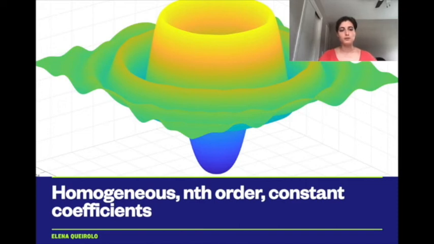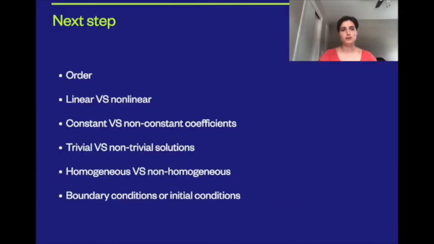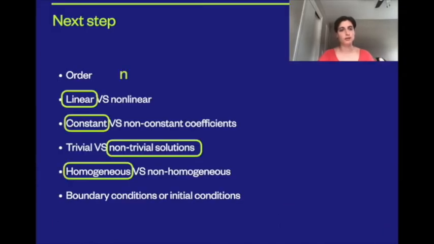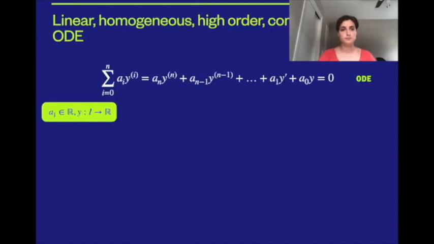We're now going to go into homogeneous nth order constant coefficients. So we're trading some difficulty in order n, while also staying in a linear setting. In the constant coefficients, we're always looking for non-trivial solutions, and we're going to stay in the homogeneous area. So the first thing we're going to look at is how you can write these things down.